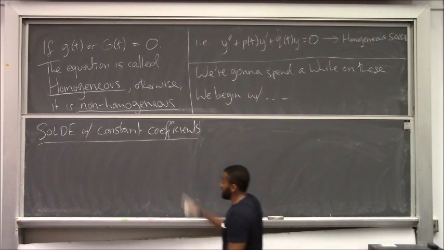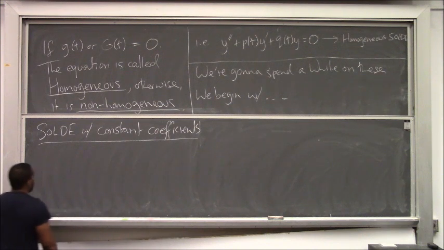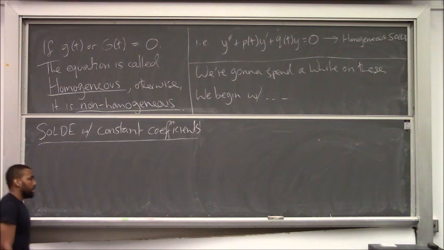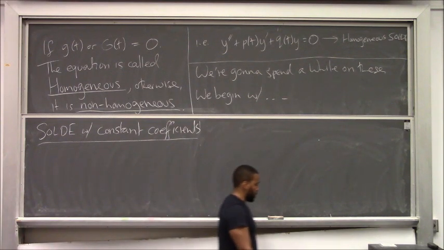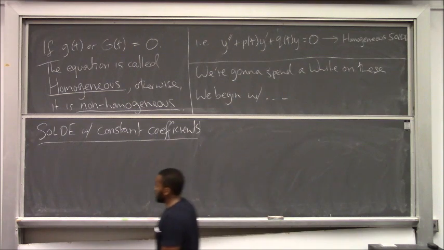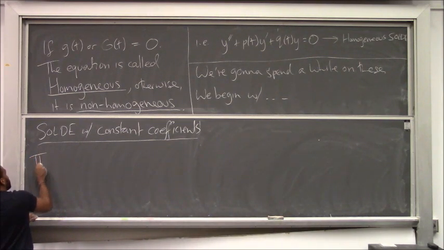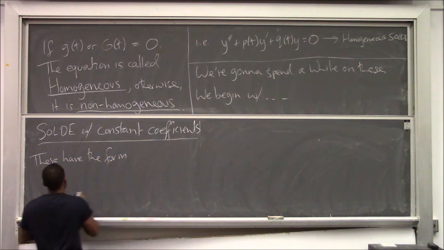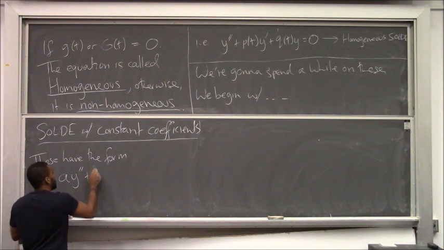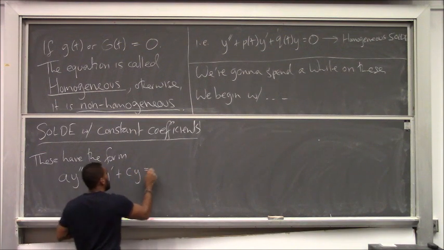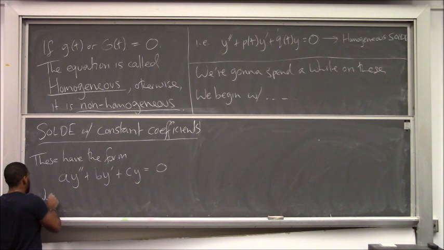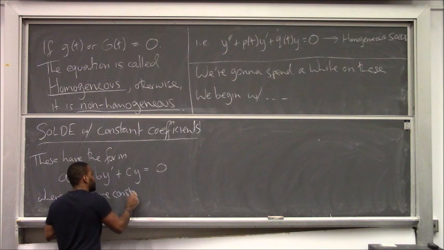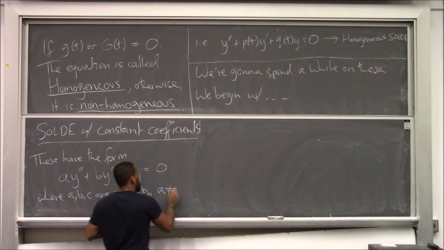But it turns out that this case is actually super important. It has so many applications. Second order linear differential equations with constant coefficients that you would not believe. I'll talk about some of them. We'll do some of them, and we'll talk about some more as time goes on. So these have the form Ay double prime plus By prime plus Cy equals 0, where A, B, C are constants, and your A is non-zero.